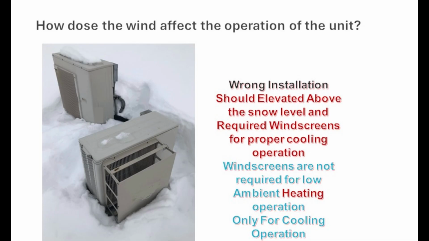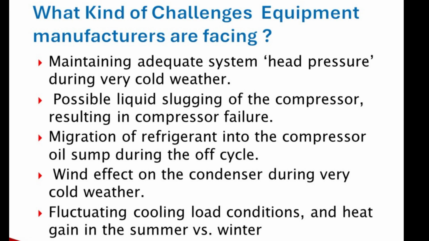Since the temperature is very low, the condenser fan should not run at full speed but should operate at a reduced speed. Additionally, wind blowing into the unit can cause the condenser fan to rotate, which could also lead to issues. In contrast, for low ambient heating units, the fan should operate at maximum speed. I will discuss low ambient heating units in a different video. What kind of challenges are equipment manufacturers facing?